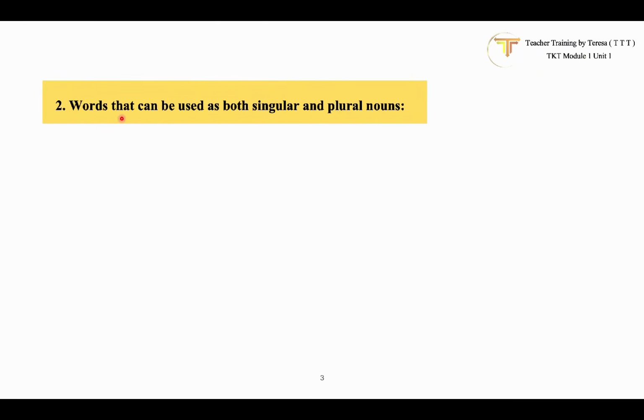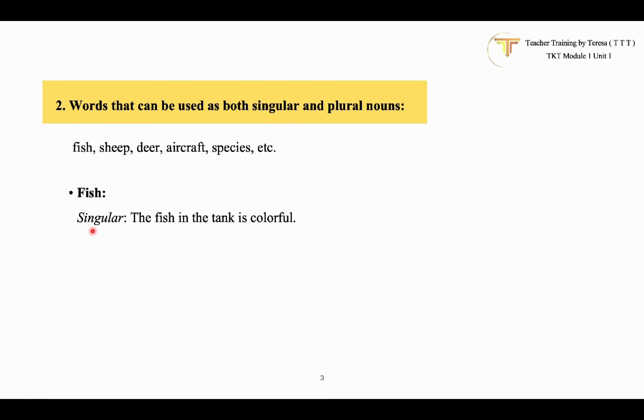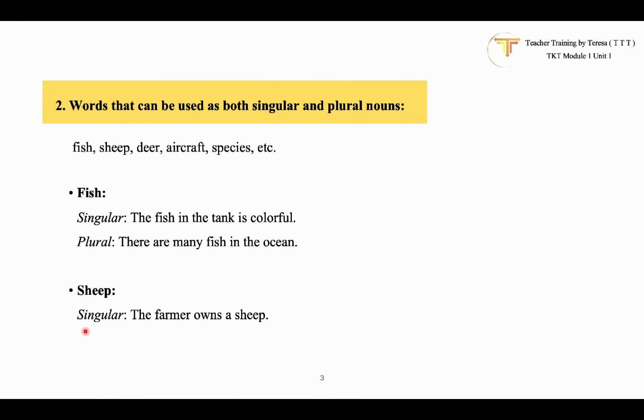2. Words that can be used as both singular and plural nouns. Fish, sheep, deer, aircraft, species, etc. Fish. Singular. The fish in the tank is colorful. Plural. There are many fish in the ocean. Sheep. Singular. The farmer owns a sheep. Plural. The sheep are grazing in the field.